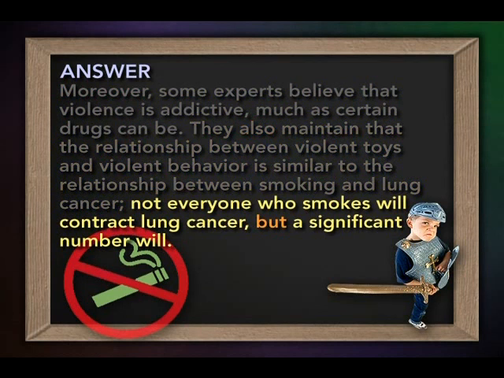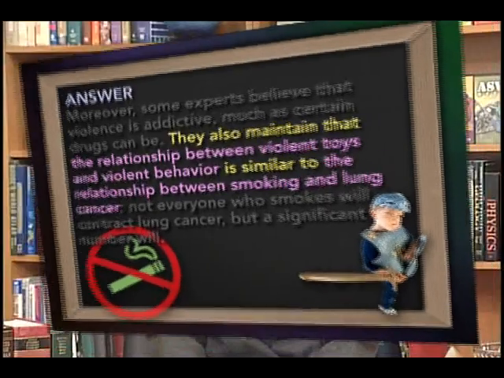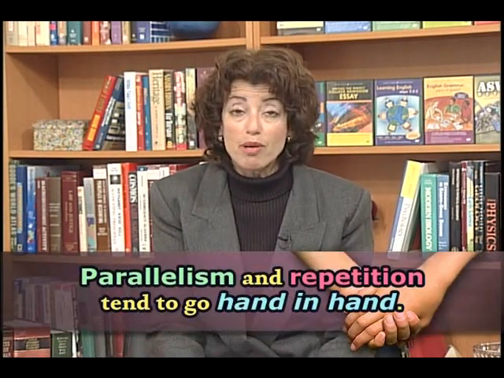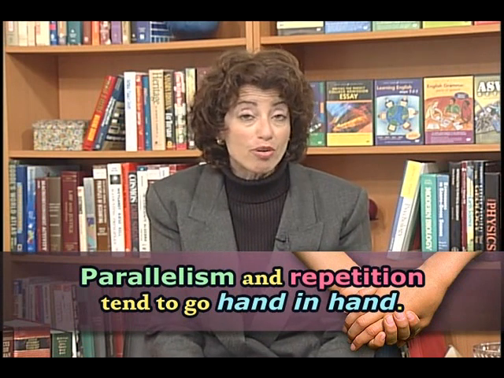Also take a look at the middle of this paragraph. The relationship between violent toys and violent behavior parallels the relationship between smoking and lung cancer. Very similar to the way Abraham Lincoln used parallelism and repetition in his Gettysburg Address. We haven't mentioned this before, but parallelism and repetition tend to go hand in hand. Very often when you use one, you will use the other because they fit together very nicely.